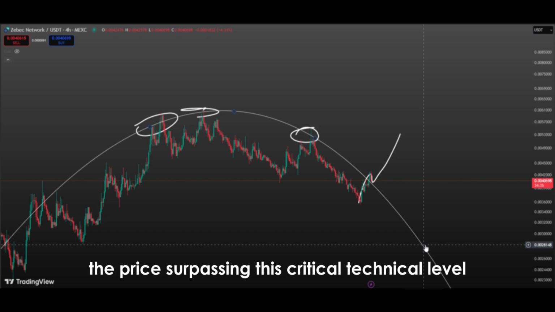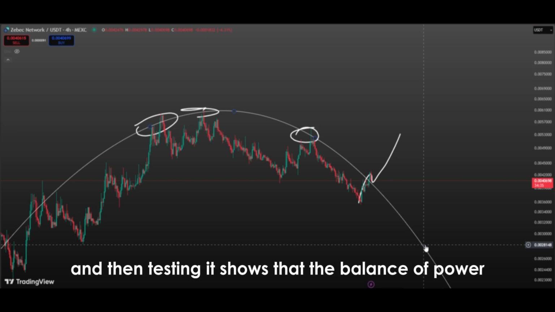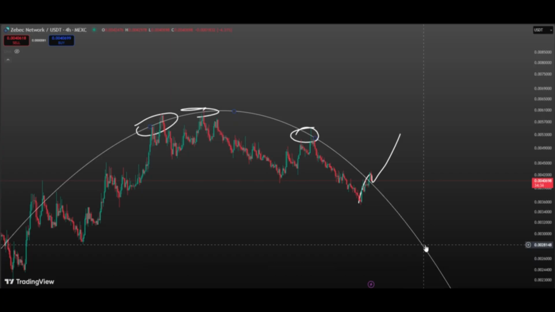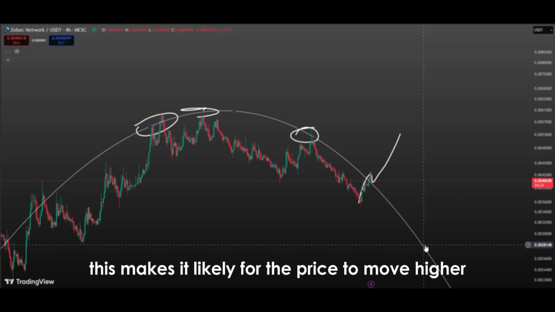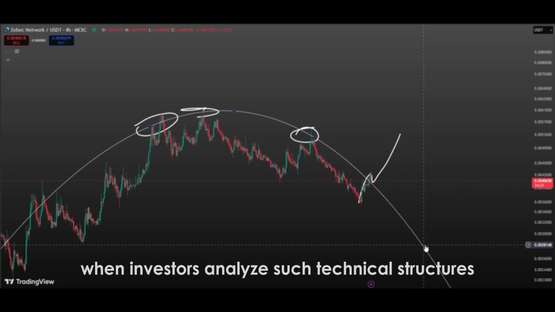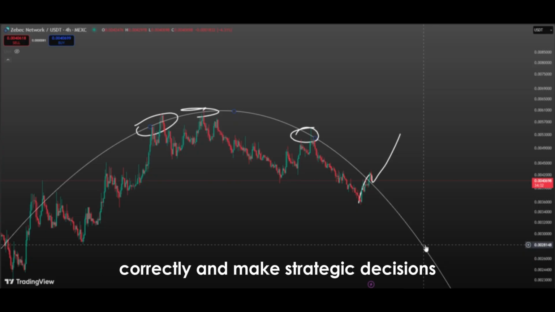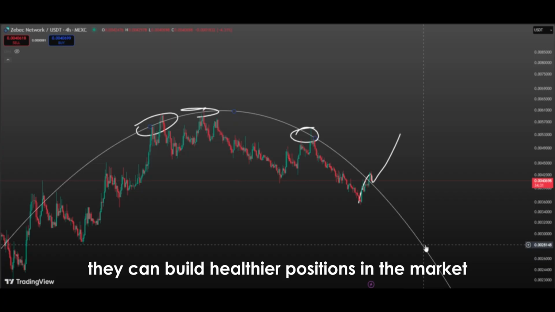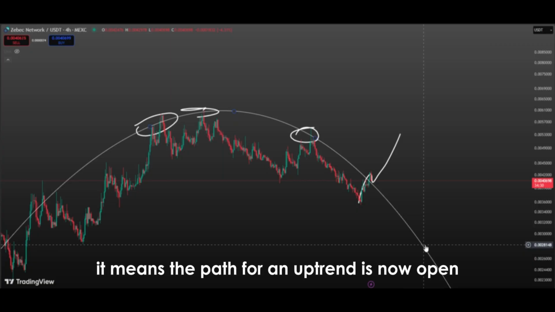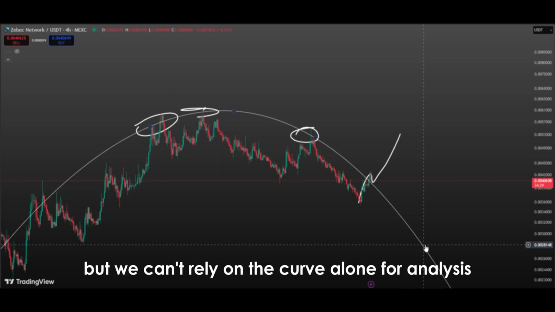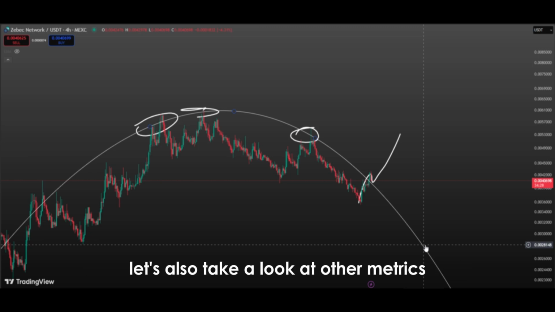The price surpassing this critical technical level and then testing it shows that the balance of power in the market has shifted in favor of buyers. This makes it likely for the price to move higher. When investors analyze such technical structures correctly and make strategic decisions, they can build healthier positions in the market. If a descending curve has been broken and the retest is successful, it means the path for an uptrend is now open. But we can't rely on the curve alone for analysis. Let's also take a look at other metrics.